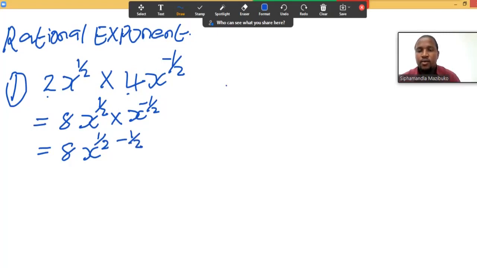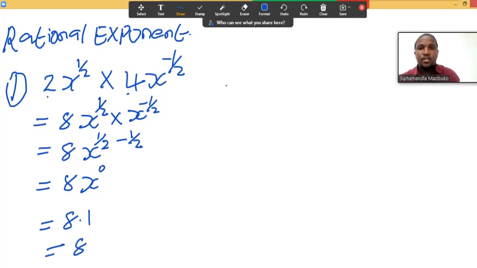And then when we have a common base, when multiplying a common base, we just need to add the exponents, and this gives us 8x to the power 0. Any number raised to 0 is equal to 1, so we're left with 8 times 1, and our answer will be 8.